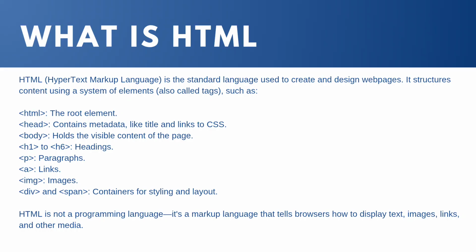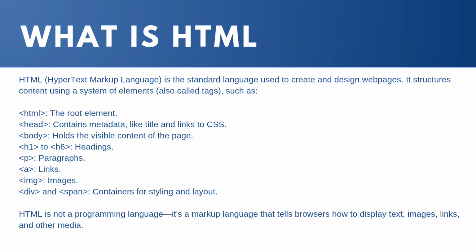Okay, we know what all the things are. What is the HTML tag now? This is the root element. Then head tag. A head tag contains the metadata like title tag and links to CSS. Body tag. A body tag holds the visible content of the page.